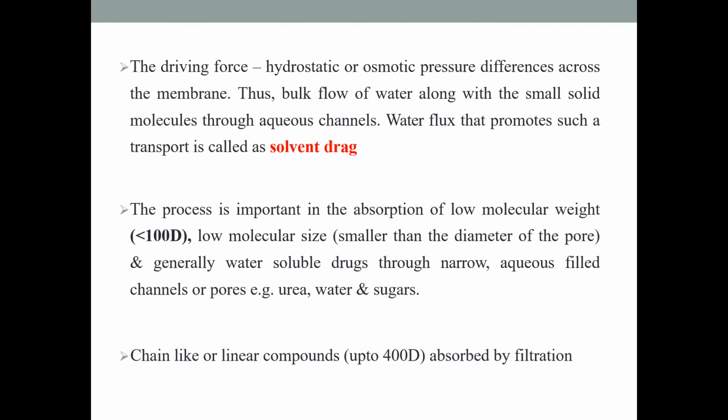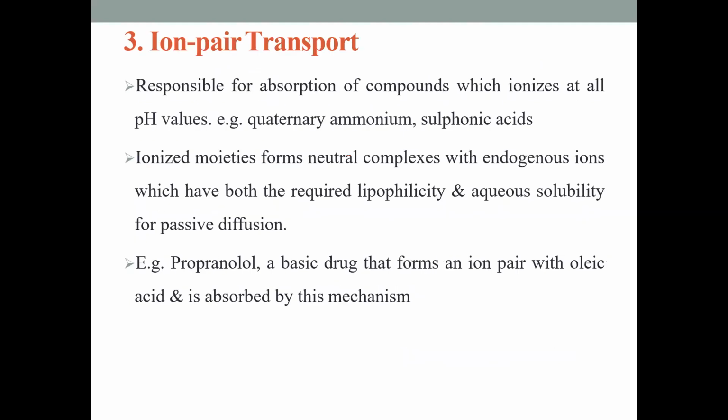So let's see the next mechanism, called ion pair transport. This ion pair transport is mainly responsible for absorption of compounds which ionize at all pH values. For example, quaternary ammonium or sulfonic acid compounds.